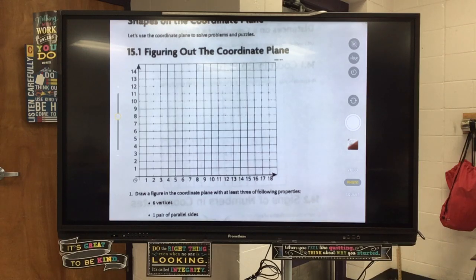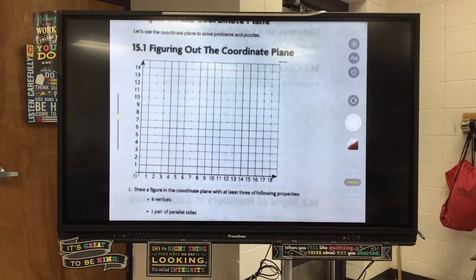Give me a second to think. Y'all drawing it, not me. Alright, so again, you have to have 6 points, that's a vertex. So you have to have 6 points, 1 set of parallel lines, and 2 sides that have the same length. Alright, go, I'm gonna give you 2 minutes. I don't know why you're raising your hand.